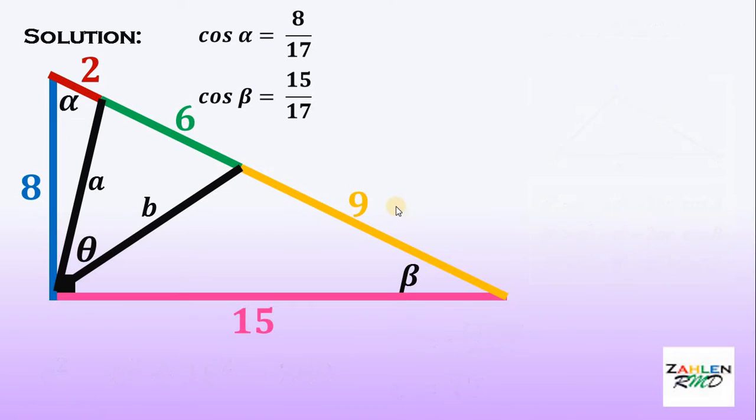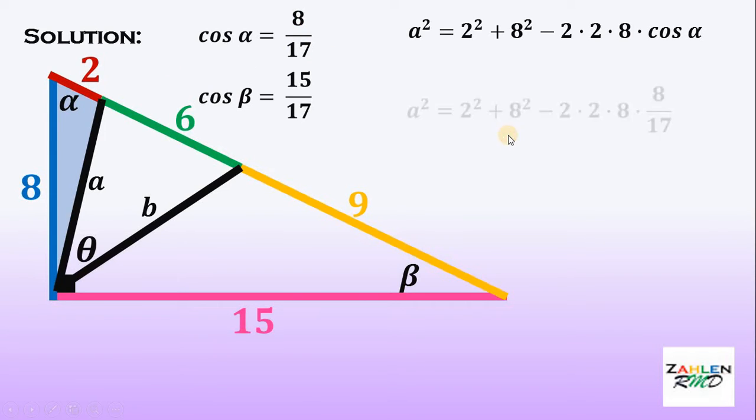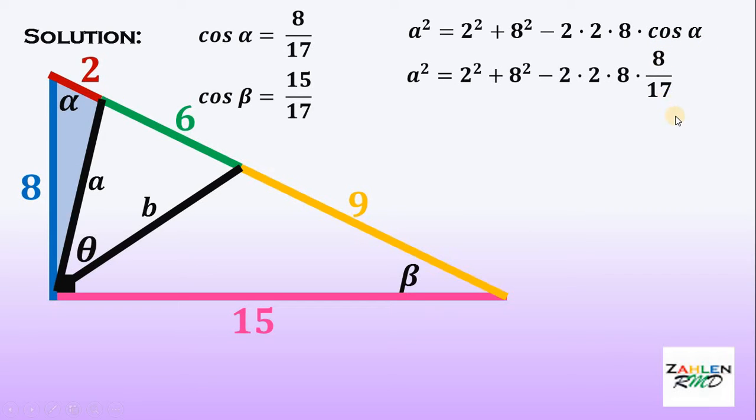Next thing to do is to consider this triangle. Now, using cosine law on this triangle, we have a squared equals 2 squared plus 8 squared minus 2 times 2 times 8 multiplied by the cosine of alpha. Now, we know the cosine of alpha is equal to 8 over 17, so we can substitute cosine alpha with 8 over 17. Now, simplify the result. We have 2 squared plus 8 squared minus 2 times 8 times 8 over 17, and that will give us a squared equals 900 over 17.